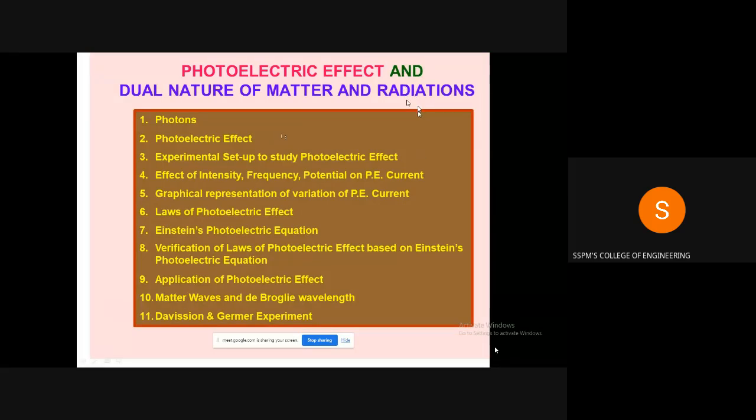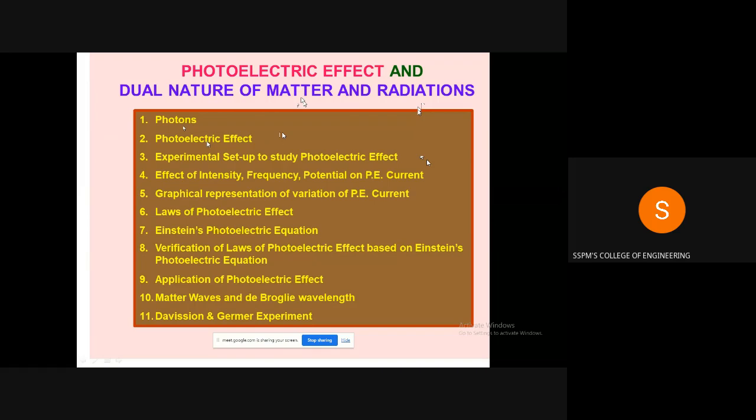Radiations are the stream of photons, or radiation is a form of energy. Matter has four types: solid, liquid, gaseous, and plasma state. Radiations are the stream of photons. So the first question: what is a photon? What is the photoelectric effect? Then we have to discuss the experimental setup to study the photoelectric effect.